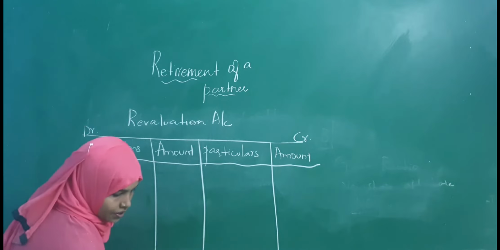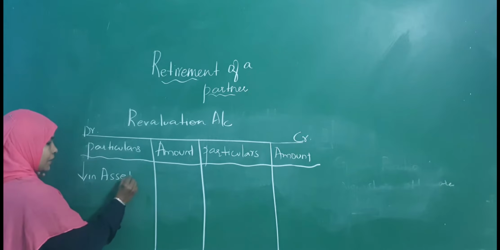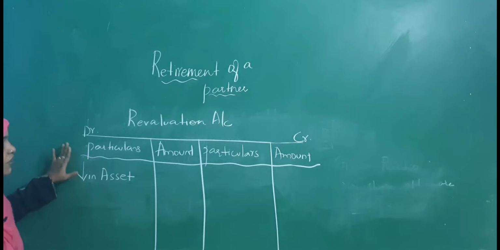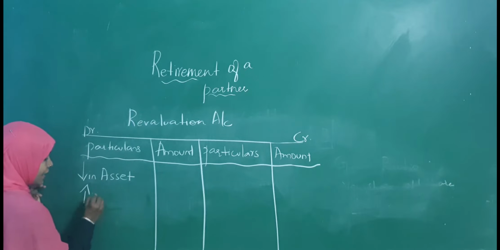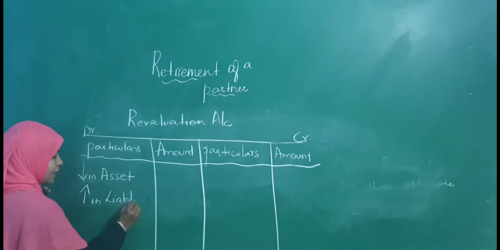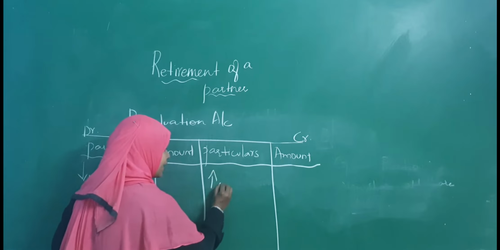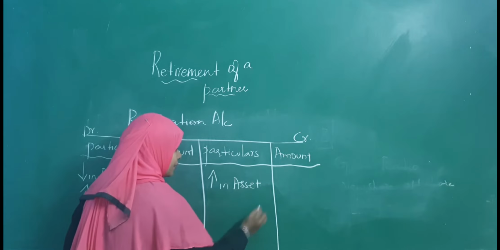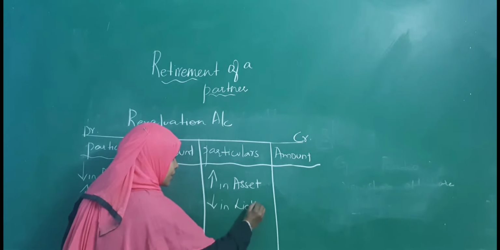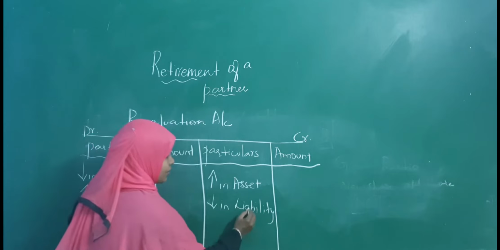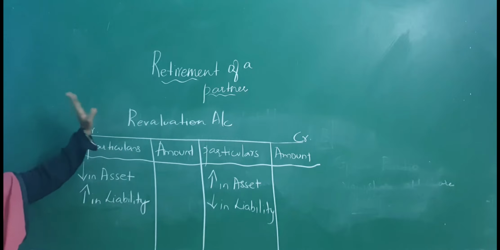Next comes, on the debit side what you have to take is decrease in asset. Decrease in asset. All the depreciation you have to take in the debit side. Next what you have to take is increase in liability. Increase in liability. Then on this side you have to take increase in asset. Okay. Next, decrease in liability. Okay. Now this format is very important even in admission of a partner also.